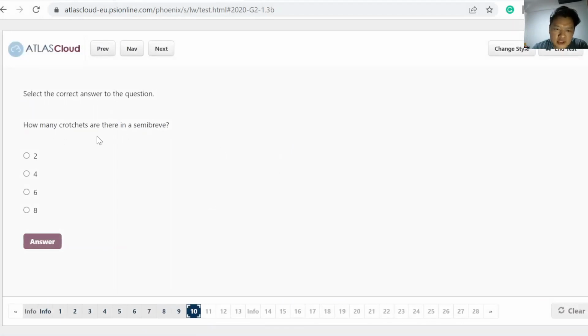Next, how many semiquavers are there in the semibreve? Crotchet stands for 1, semibreve stands for 4 counts. So you got 4.